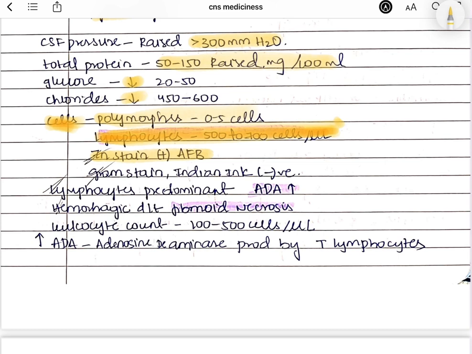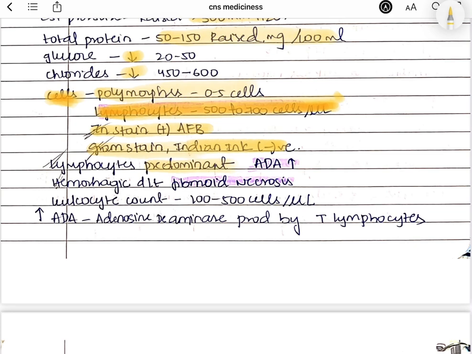Tuberculosis is an acid-fast bacilli, so you can do ZN staining. Gram stain and Indian ink stain are negative, and ZN stain is positive, right? So lymphocytes are predominant, and these lymphocytes produce something called ADA, which is adenosine deaminase. Whenever there are high numbers of lymphocytes, there will be high adenosine deaminase also, right?